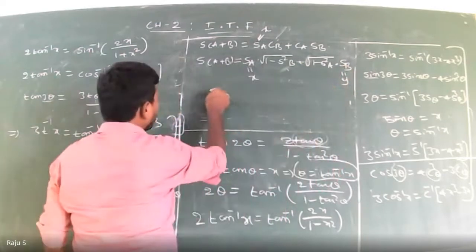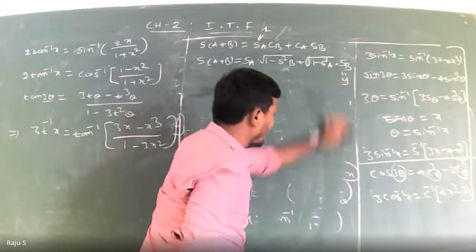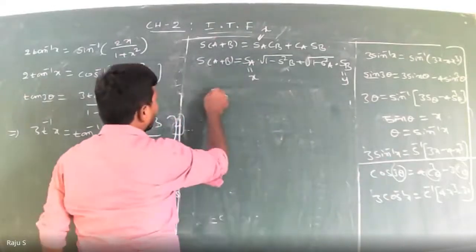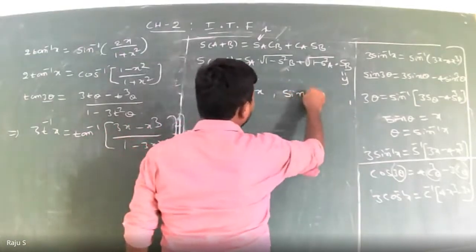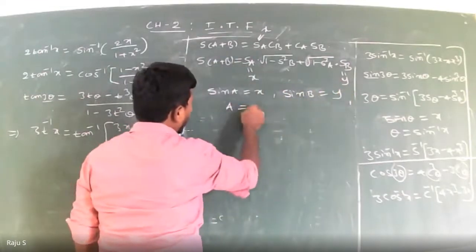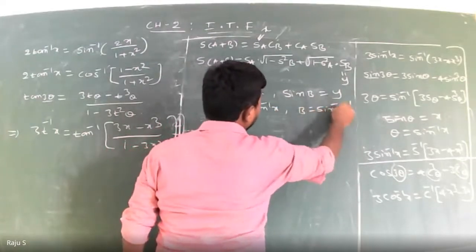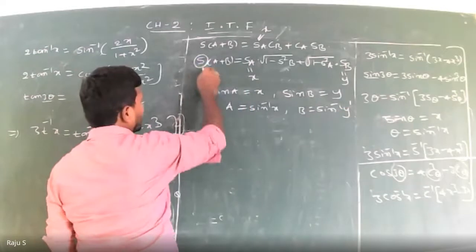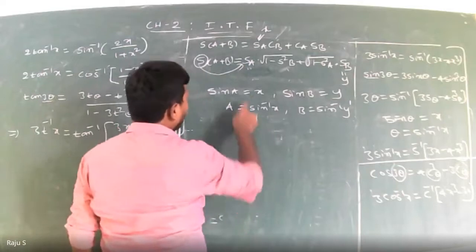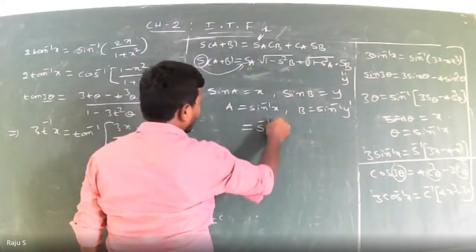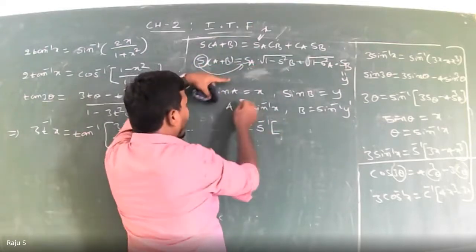So when sin A is equal to x, look at here, all of you. I'm not writing the direct formula, because if I write it directly, you might be confused. So take sin A is equal to x, sin B is equal to y. So A is equal to sin inverse x, B is equal to sin inverse y. Now, if I take this sin to the right side, what will happen? Sin inverse of what is sin A?